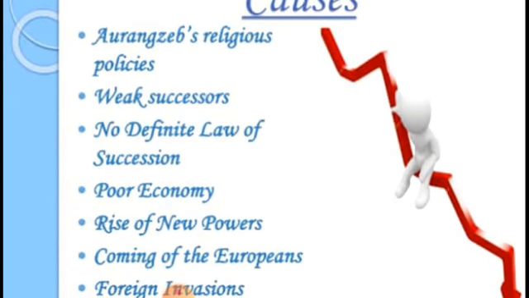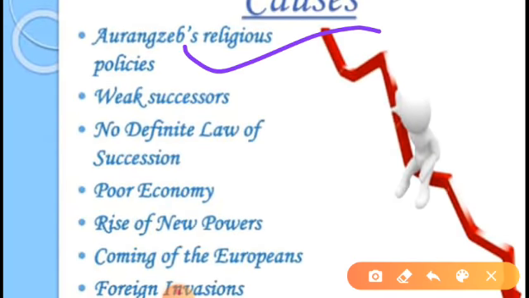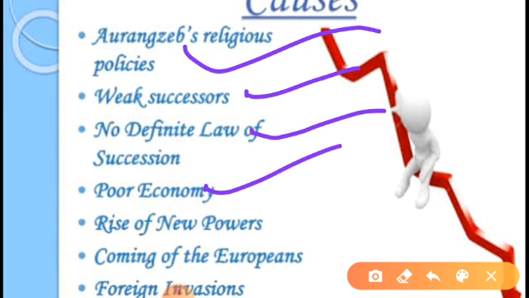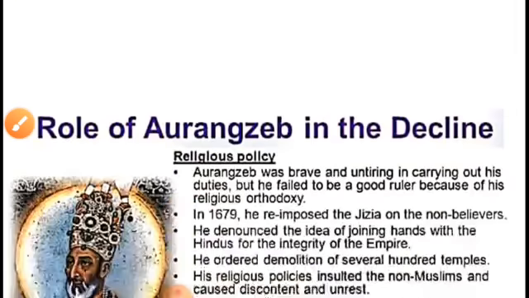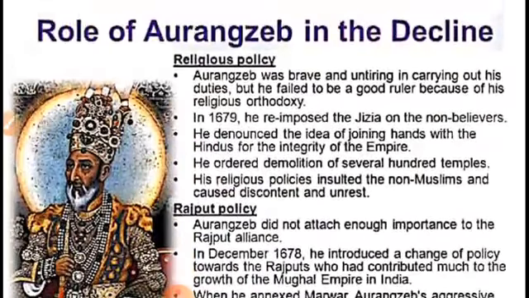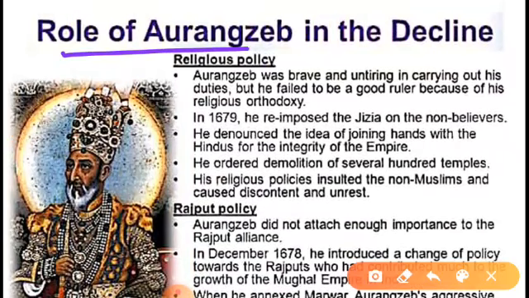So here you can see Aurangzeb's religious policies are the first and important cause. Then weak successors, no defined laws of succession, poor economy, rise of new powers, coming of the Europeans and foreign invasions. We will discuss all the causes one by one. Today we will discuss a few causes, and next day we will discuss the rest. First one, the role of Aurangzeb in the decline. His religious policies and Rajput policies were two important causes of this decline.